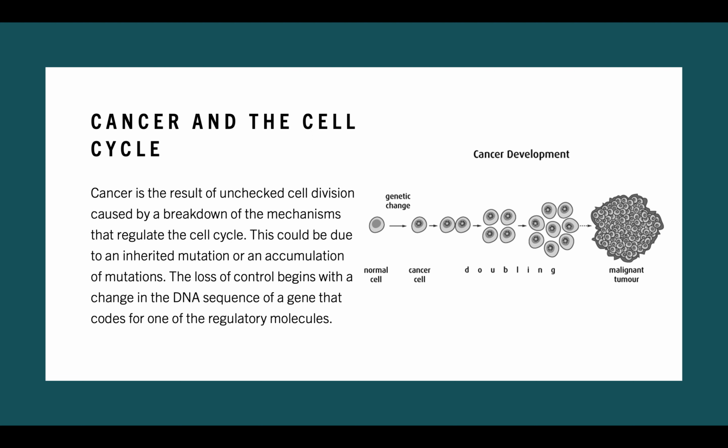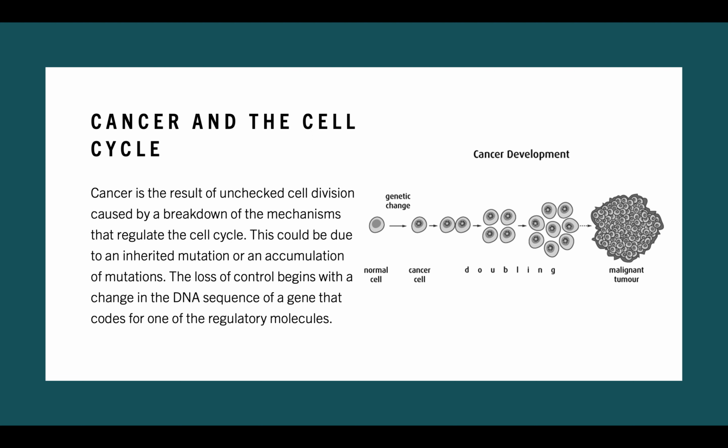Cancer is the result of unchecked cell division caused by a breakdown of the mechanisms that regulate the cell cycle. So all of these enzymes we've talked about that begin the cell cycle, and all of these different processes that take place while the cell cycle is happening. Cancer is a result of cell division that continues to happen whenever there's a breakdown. Like we talked about in the last slide, they have mutations, which would be considered that breakdown within the cell cycle. And cancer makes those mutations happen much more quickly, much more often, and this could be due to an inherited mutation or an accumulation of other mutations, maybe environmental, whatever else.